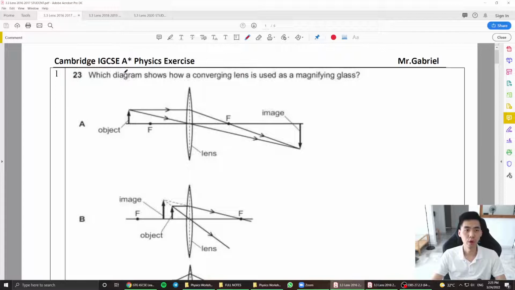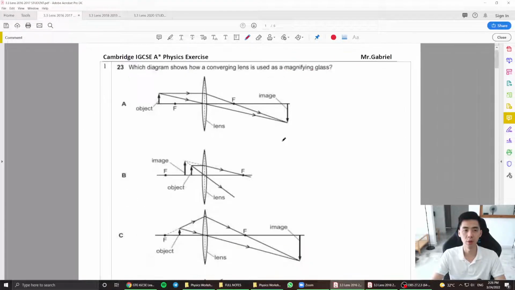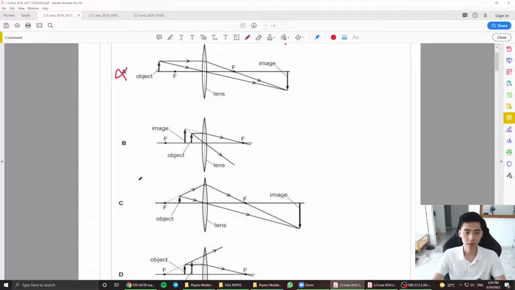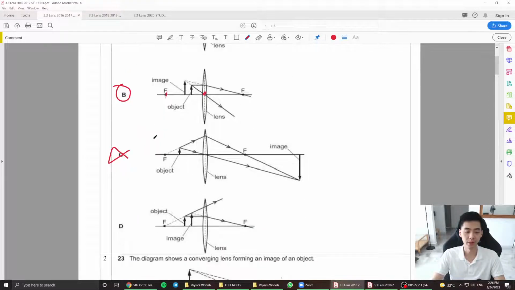Looking at the first question, which diagram shows how a converging lens is used as a magnifying glass? Now, I've mentioned this in class many times. Whenever you see the word magnifying glass, which is one of the most popular questions in your IGCSE in terms of lens, you have to understand that the object should be placed in between the optical center and the focal point. So looking at these few here, this is definitely out and this is definitely out as well. This object is placed in between the optical center and the focal point, and your image should be produced towards the left of your object. So B is definitely the answer here.